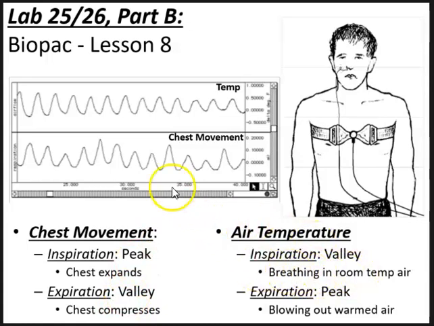In air temperature, inspiration is a valley because the volunteer is breathing in room temperature air, which will be lower compared to the air that is being expired, which has had a chance to warm within the chest. So the temperature being breathed out by the volunteer will be higher and represented by this peak.